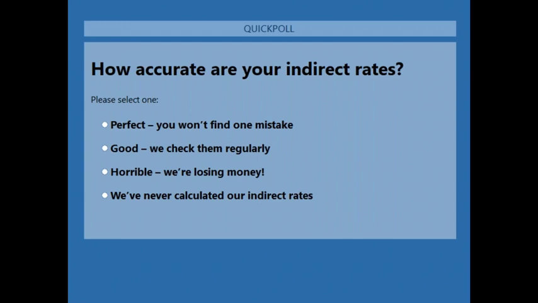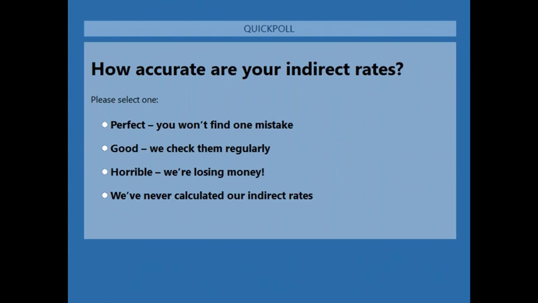Oh, there we go. That poll's up on your screen. How accurate are your indirect rates? And there's not really a wrong answer here. So we'll go ahead and leave this up there. Looks like we have about 2/3 of you who say good, and then about 1/3 who say the calculation of indirect rates is new. A couple of you say perfect, and then on the flip side, we have a few folks who are raising their hands saying, yes, we are losing money. And what a great call to action that having accurate indirect rates can help to improve profitability significantly.